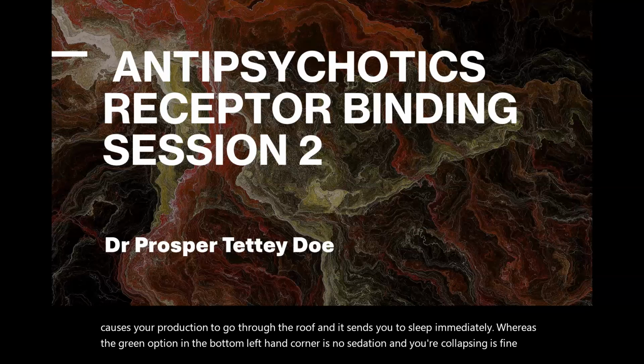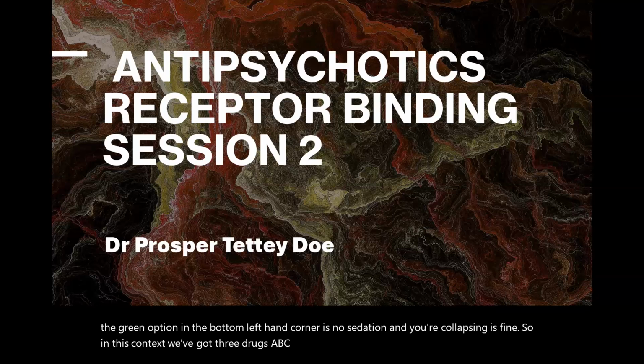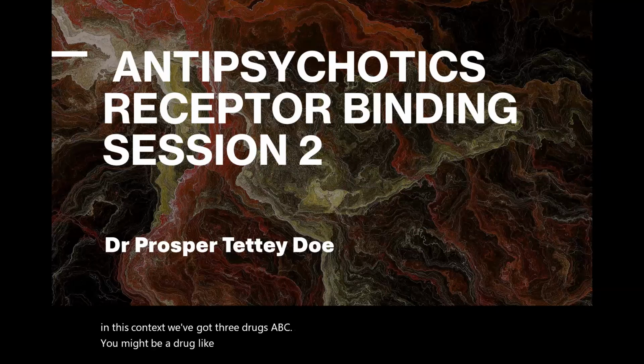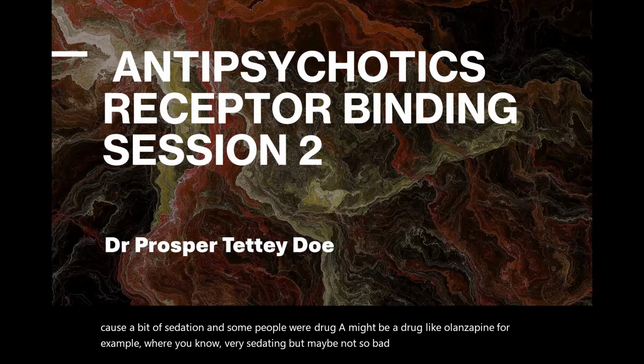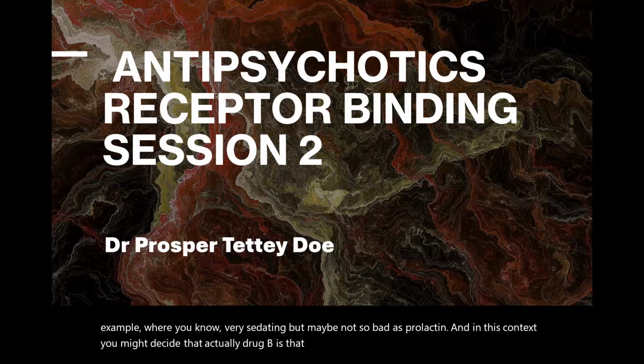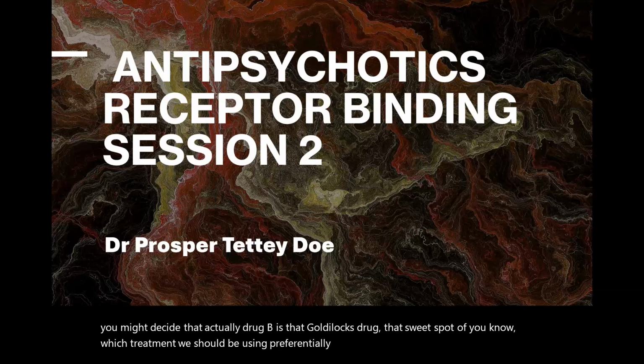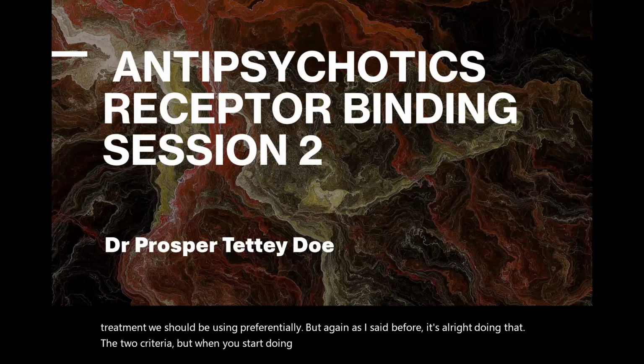So in this context, we've got 3 drugs, A, B, and C. Drug C might be a drug like amisulpride, for example, pretty bad for prolactin, usually, and a bit of sedation in some people. Whereas drug A might be a drug like olanzapine, for example, very sedating, but maybe not so bad for prolactin. And in this context, you might decide that actually drug B is that Goldilocks drug, that sweet spot of which treatment we should be using preferentially. But again, as I said before, it's all right doing that for 2 criteria, but when you start doing over 3, 4, 5, etc. dimensions, it becomes a bit more complicated.